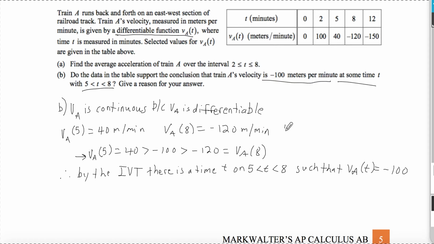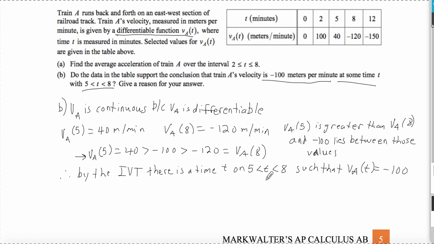So you can say it in words, V sub a of 5 is greater than V sub a of 8. And we have to state that negative 100 lies between those values. So you could also have indicated things that way. Lies between those values, and then say, therefore, by the IVT, there's a time t from 5 to 8, such that V sub a of t is negative 100.